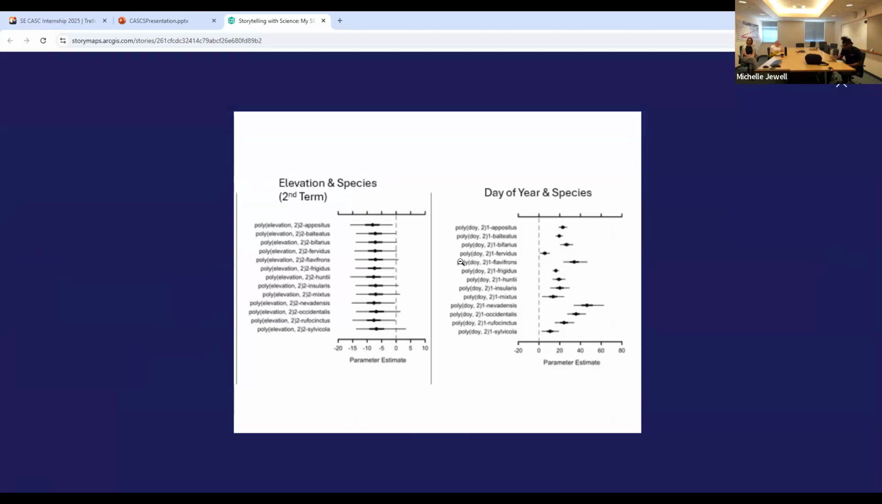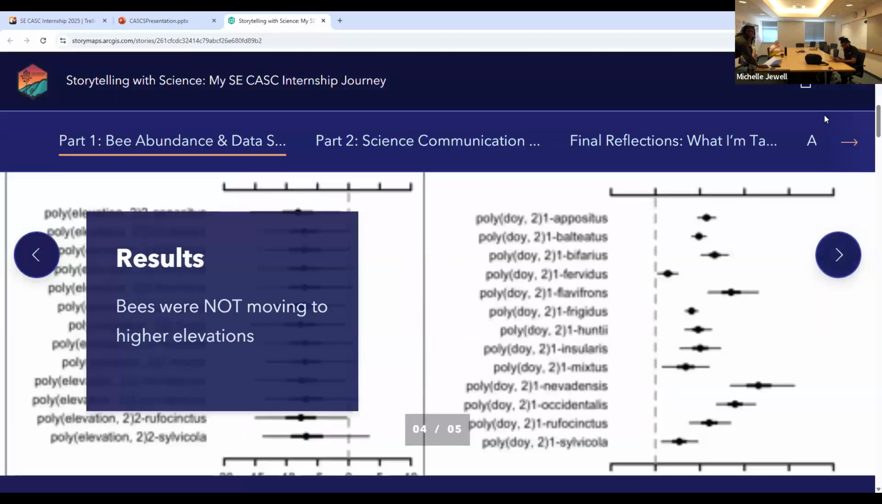I have a next graph over here to kind of show an example of what that would have looked like if we did find some sort of correlation. This one on the right side, my right at least, is date of year. So basically what that's just showing is that the researchers found more bees as the year continued, the days in the year continued to progress. So that's what we found.